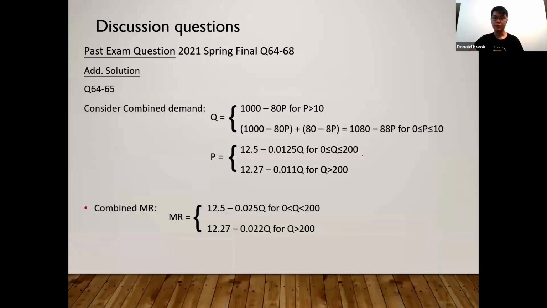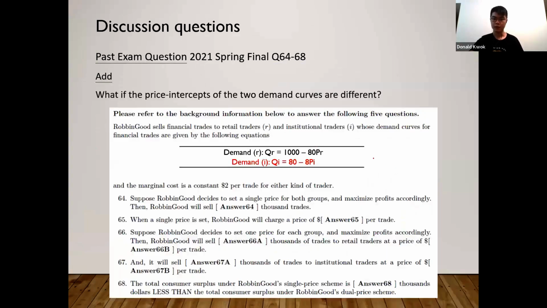Step 1 is to derive the demand curve. Here, because we have different y-intercepts for the individual demand curves, the combined demand curve is actually kinked, so be aware of that. Specifically, the combined demand curve would kink at the price of 80 divided by 8, the y-intercept for institutional traders. Okay, why?